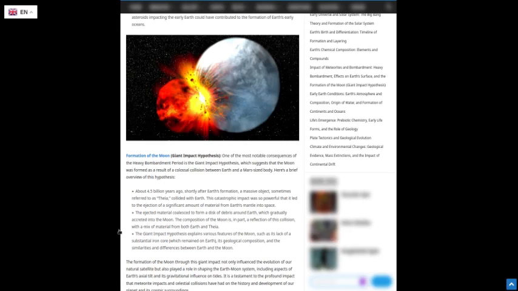The composition of the moon is in part a reflection of this collision with a mix of material from both Earth and Theia. The giant impact hypothesis explains various features of the moon, such as its lack of substantial iron core which remained on Earth, its geological composition, and the similarities and differences between Earth and the moon.